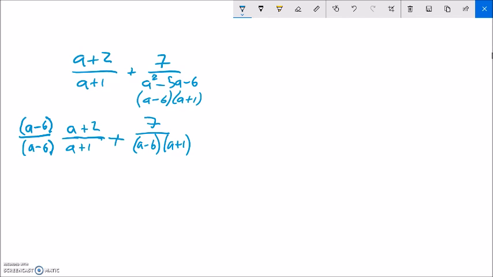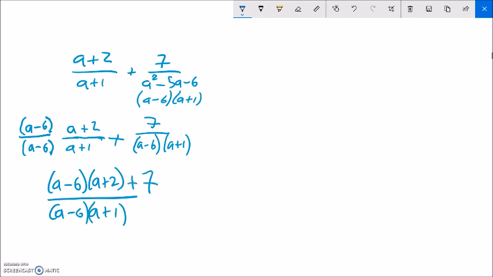So now if I do that, notice what I'm going to have is a minus 6 times a plus 2 over a minus 6 times a plus 1. And notice that's going to be plus 7 over the same denominator. So I'm actually just going to combine those up right now. That's the same as that. Now this looks pretty good. And I can go further. I can simplify this numerator.